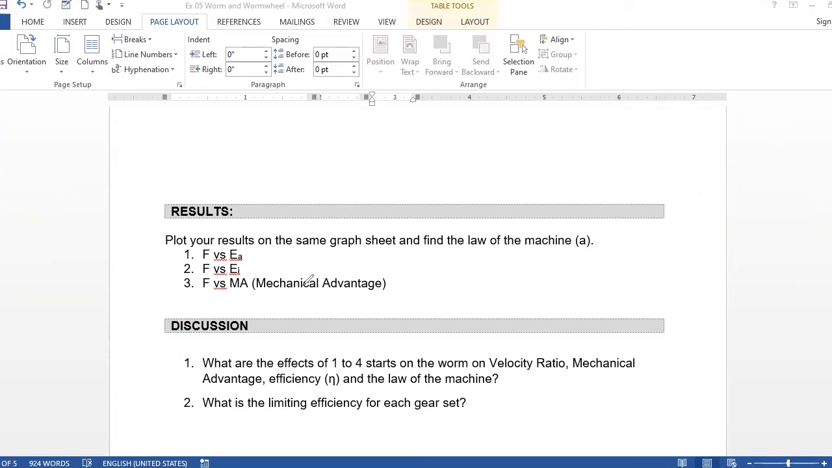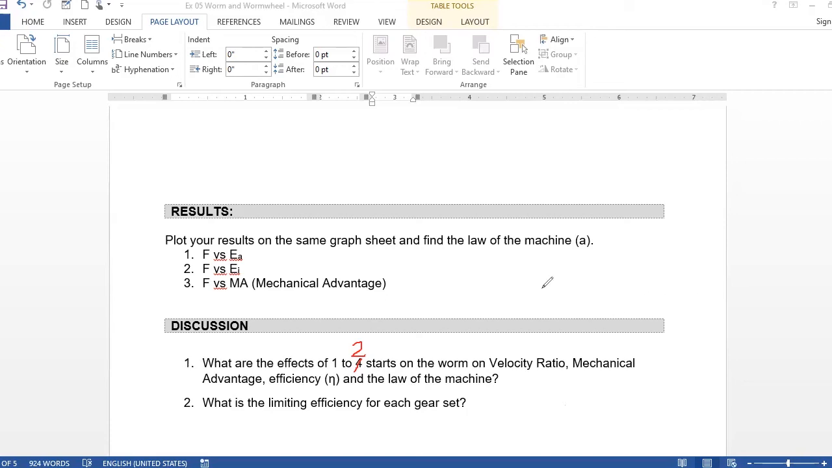Now we move to the discussion section. What are the effects of 1 to 2 starts on the worm on velocity ratio and mechanical advantage and efficiency and the law of the machine? You have to describe, you have to discuss. When the starts are different, what are the effects on the velocity ratio and mechanical advantage and efficiency and law of the machine. Second question, what is the limiting efficiency of each gear set?